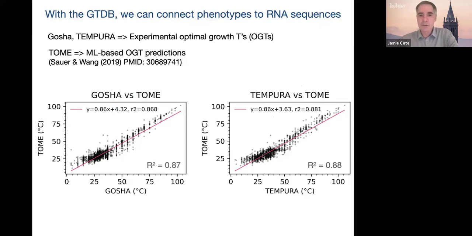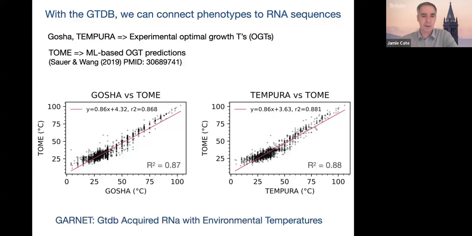And so that gives us the ability to do the following. We could make a new database that we call GTDB Acquired RNA with environmental temperatures. So we could assign growth temperatures to all the organisms we're interested in.